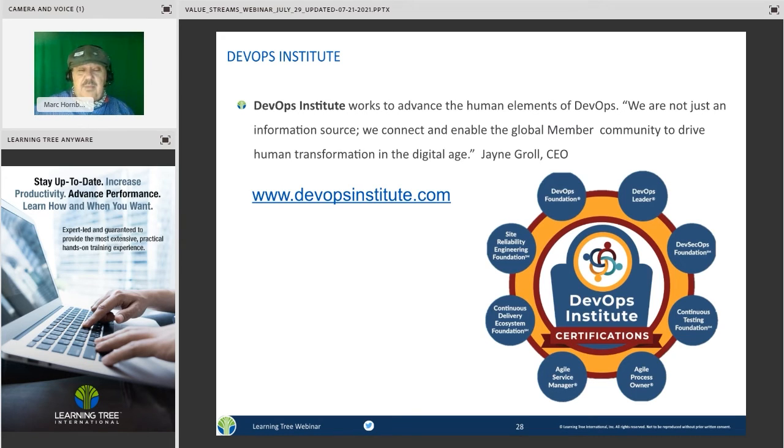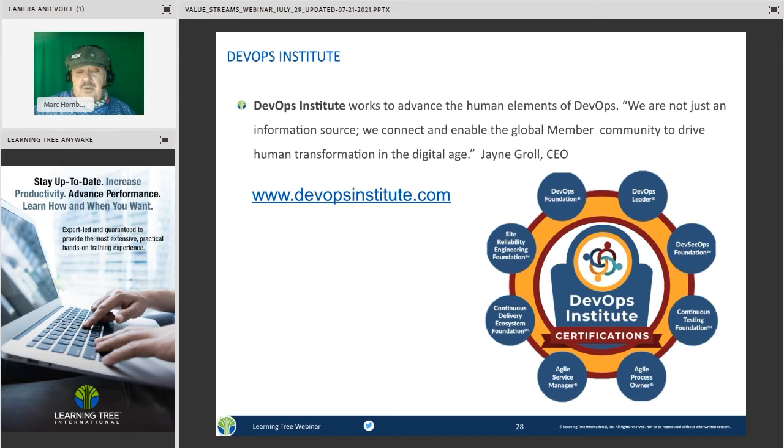I want to point out that the DevOps Institute, which I'm a part of and that Learning Tree is a partner of, has a lot of cool courses. A lot of them do involve value stream management concepts and value stream mapping concepts. So the DevOps Leader course and the DevOps Foundations course are a good place to get started. If you're a leader, definitely that's a good one. If you're just trying to understand DevOps in general, Foundations.